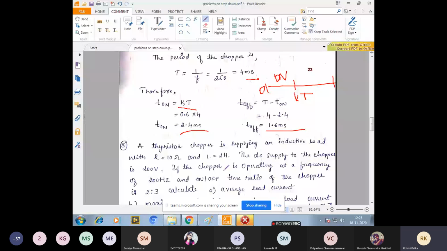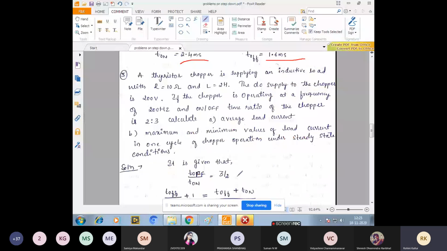So the third one is a thyristor chopper supplying an inductive load. That means this is an RL load chopper with R value 10 ohms, L value 2 Henry. The DC supply to the chopper is 200 volts, that is Vs, which is equal to 200 volts here. If the chopper is operating at a frequency of 200, this is equal to F. The on off time ratio of the chopper is 2/3, that is T on divided by T off.